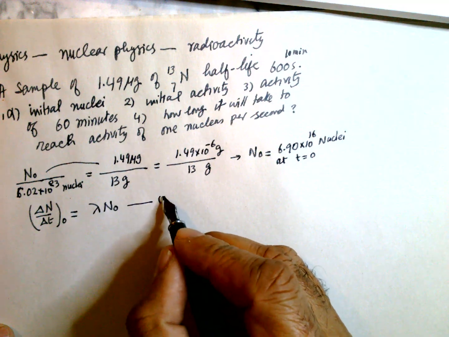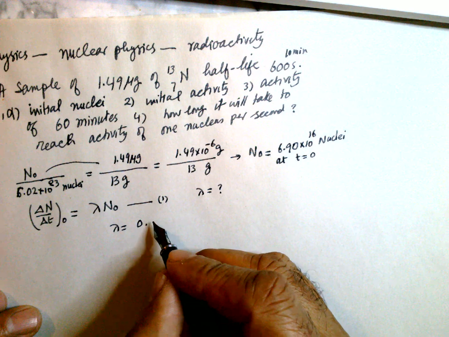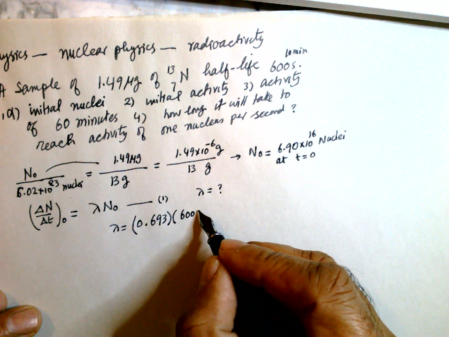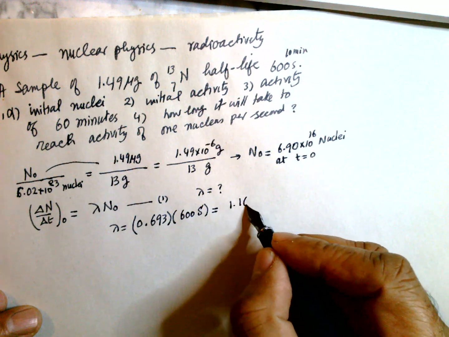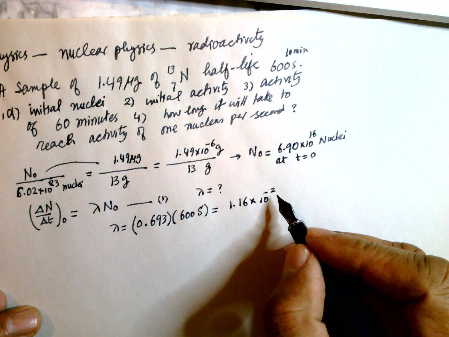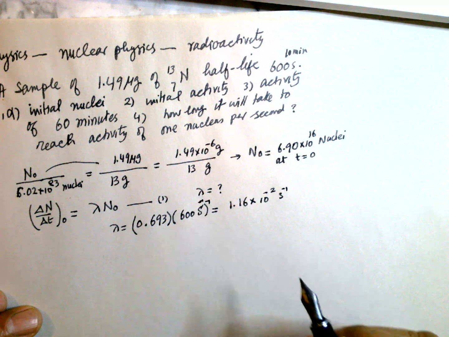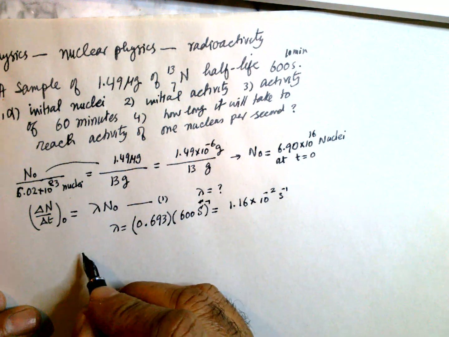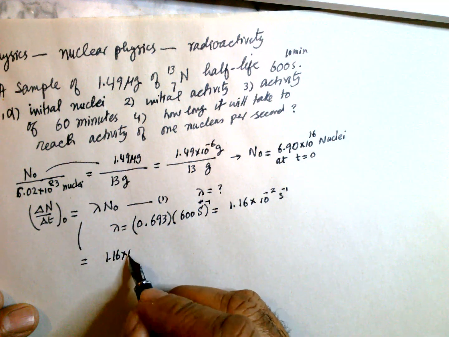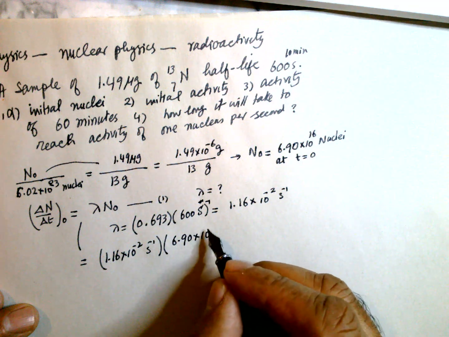This is equation 1. From here, we have to find lambda. Lambda is equal to 0.693 over the half-life, which is 600 seconds, which is equal to 1.16 into 10 to the power minus 2 per second, second inverse. So this is the lambda. From there, we can find the activity. This is equal to 1.16 into 10 to the power minus 2 per second, and N0 is 6.90 into 10 to the power 16 nuclei.